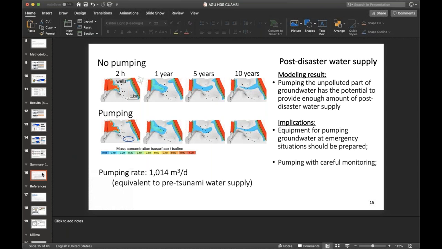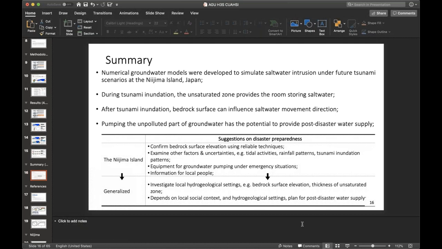So here comes the summary. We simulated seawater intrusion under a tsunami inundation scenario on Niijima Island of Japan. And we found that during tsunami inundation, the unsaturated zone controls and determines the amount of salt water that infiltrates into the subsurface. And after the tsunami inundation, the bedrock surface can influence the salt water movement direction. And we found that pumping the unpolluted part of the groundwater has the potential to provide post-disaster water supply. So I guess that is most of the content I would like to share today. So if you have any questions.